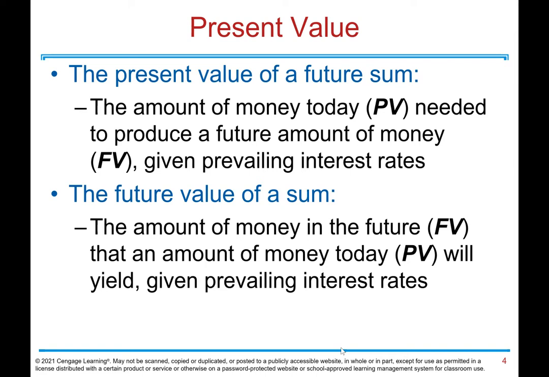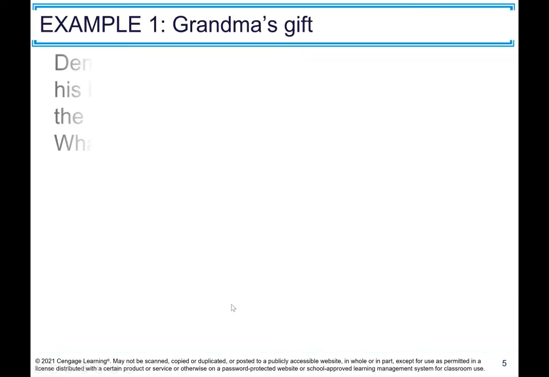Concept of present value. The present value of a future sum is the amount of money today, PV, needed to produce a future amount of money, FV, given prevailing interest rates. The future value of money is the amount of money in the future, FV, that an amount of money today, PV, will yield given prevailing interest rates.